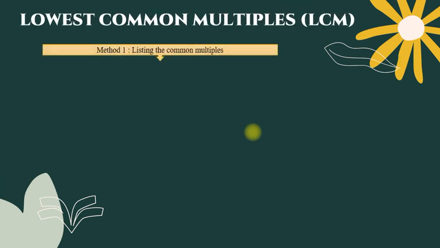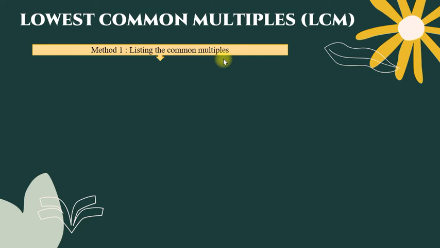Okay, next we are going to learn about lowest common multiple. We have three methods to find the lowest common multiple, LCM. This one is similar to HCF that you have learned previously, just a little bit different. So we look at method 1, listing the common multiples.